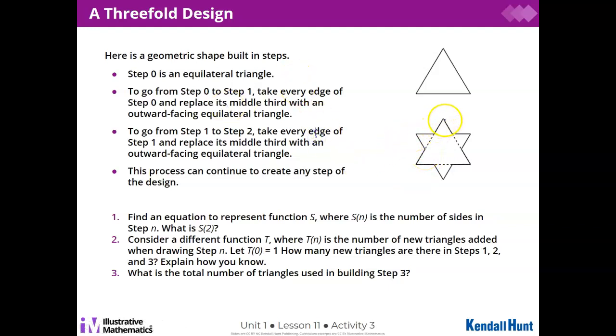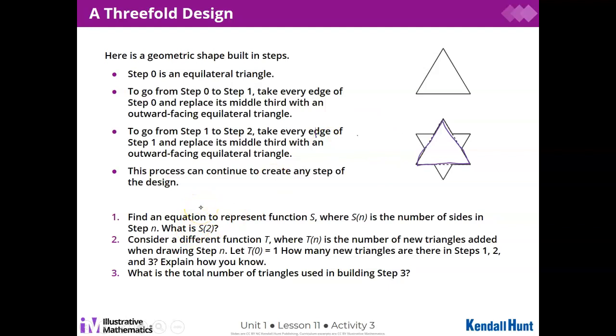This is all in your packet. We're on page 59. This is step 0 right here in purple. Right here is where they did step 1. To go from step 1 to step 2, we take every edge of step 1 and replace its middle third with an outward facing equilateral triangle. This process can continue to create any step of the design.